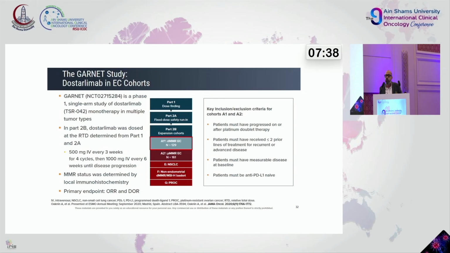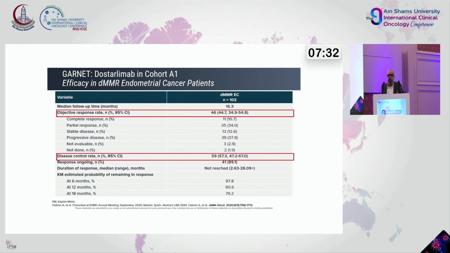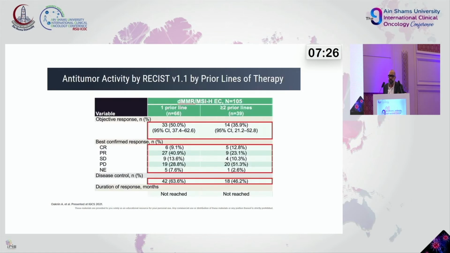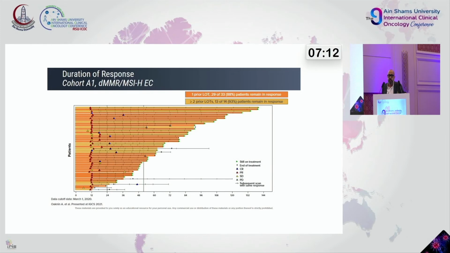The famous GARNET study, which was also an agnostic trial: here we see an objective response rate of 46% and a disease control rate of 59%. For patients with deficient mismatch repair who have received 1 prior line, the objective response rate was 50%, and if they have received 2 or more prior lines, it was 35.9%. Here, if we look at the waterfall plot, if the patients in the GARNET study have received 1 prior line of treatment, 88% of the patients remain in response. If more than 2 prior lines of treatment, 93% remain in response.